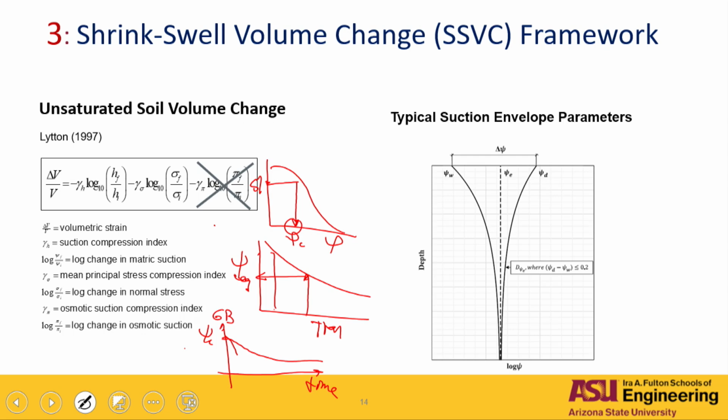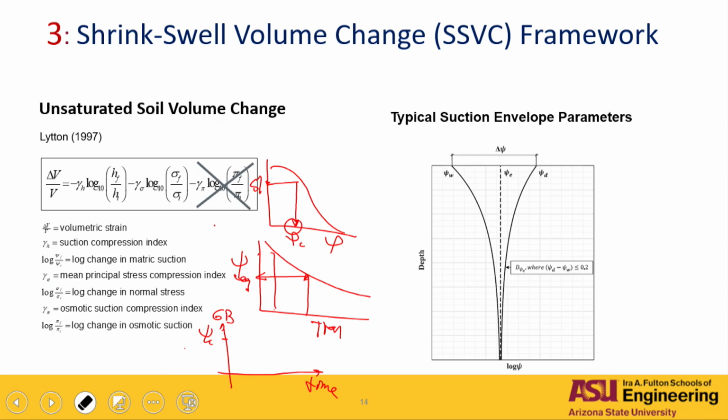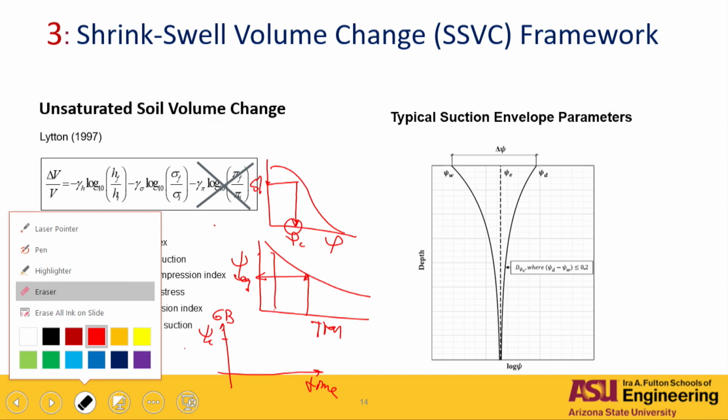Alrighty, so I'm going to try to erase this. Happy with this. Here we go.